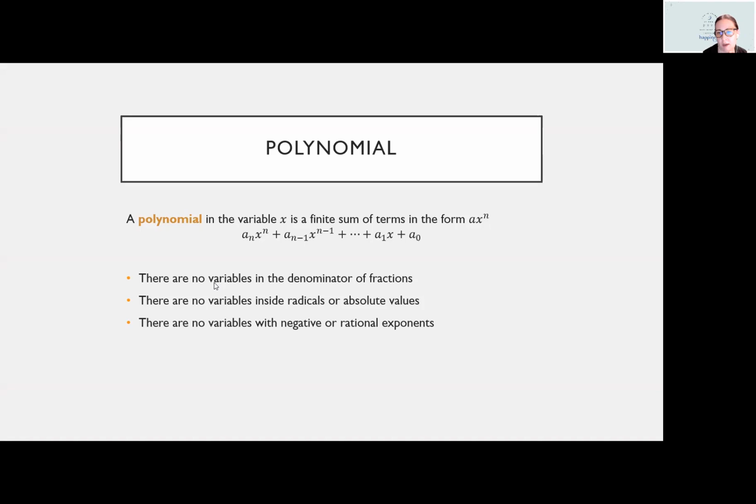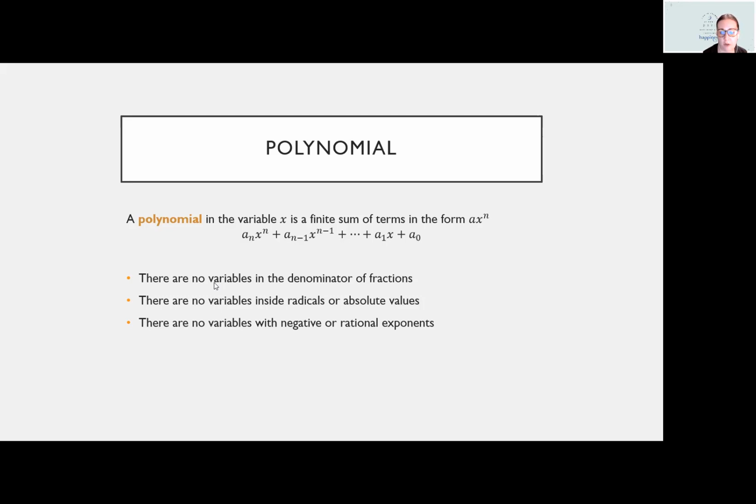And the form ax to the n just means that you have exponents on your variables. So you're going from highest to lowest, and you've just got a series of terms with variables with exponents, and you count from the highest exponent down to the lowest exponent. And that's what makes it a polynomial.